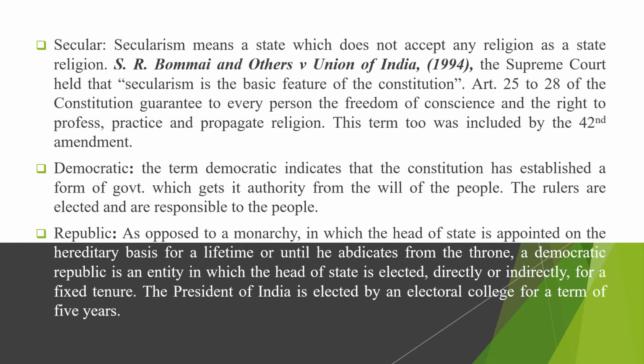All adults above the age of 18 have a fundamental right to vote. Fifth, republic. As opposed to a monarchy in which the head of the state is appointed on a hereditary basis for a lifetime or until he abdicates from the throne, a democratic republic is an entity in which the head of the state is elected directly or indirectly for a fixed tenure. The President of India is elected by an electoral college for a term of 5 years.